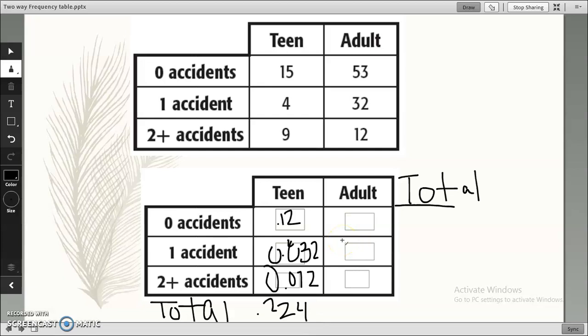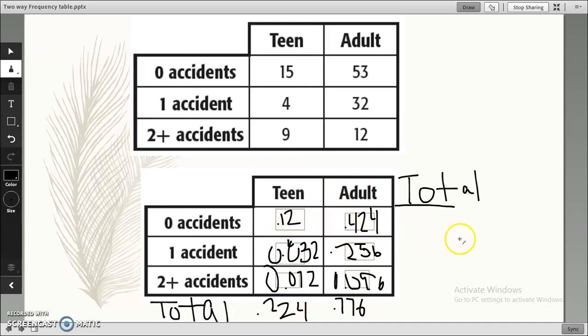Then 53 divided by 125 is 0.424. 32 divided by 125 is 0.256. And then 12 divided by 125 is 0.096. And I add those values up, and I get 0.776. So I'm adding them up.